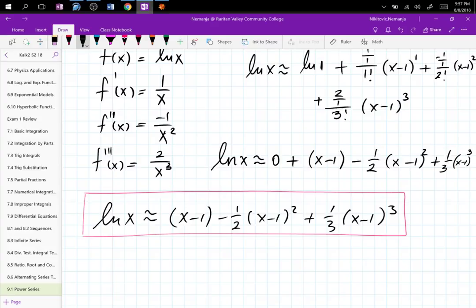And precision is really pushing more terms into your expression. Now, where is the error? Error is everything that you throw away.